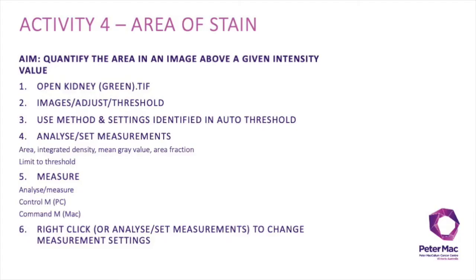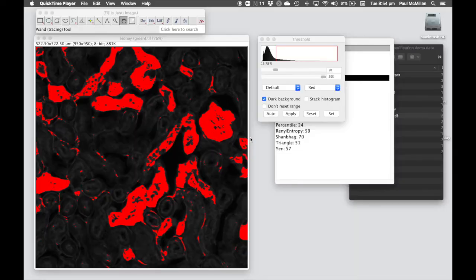Activity 4, area of stain. In this we're going to use a simple threshold to identify regions and quantify the percentage of the total image. Next thing we're going to do is work out the area that we've highlighted as a proportion of the entire area, and also just in microns squared as well. Okay, so we'll leave the threshold there. If you don't have this image up, then you'll have to go through the previous activity to get the threshold.